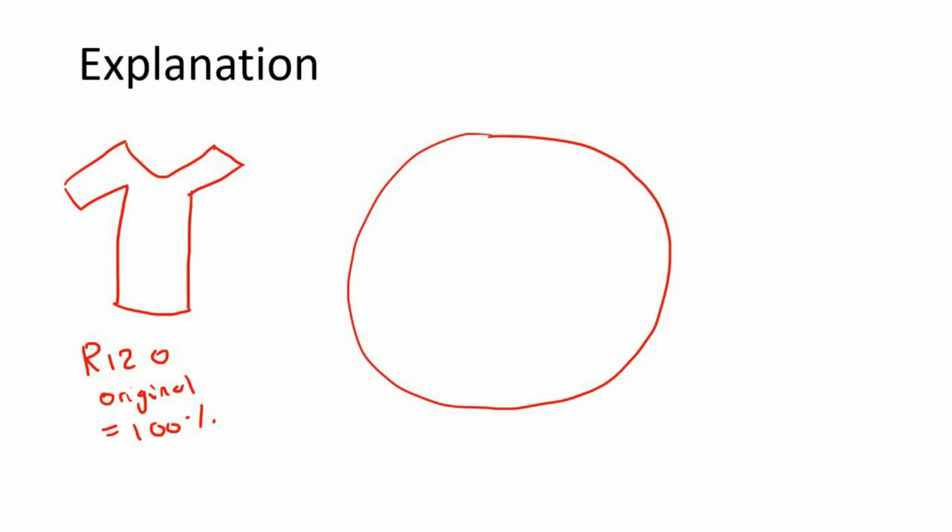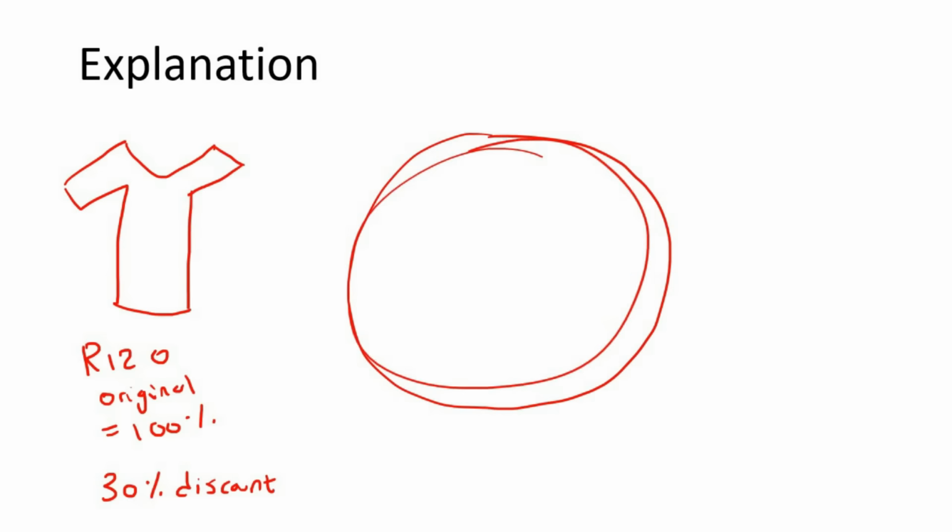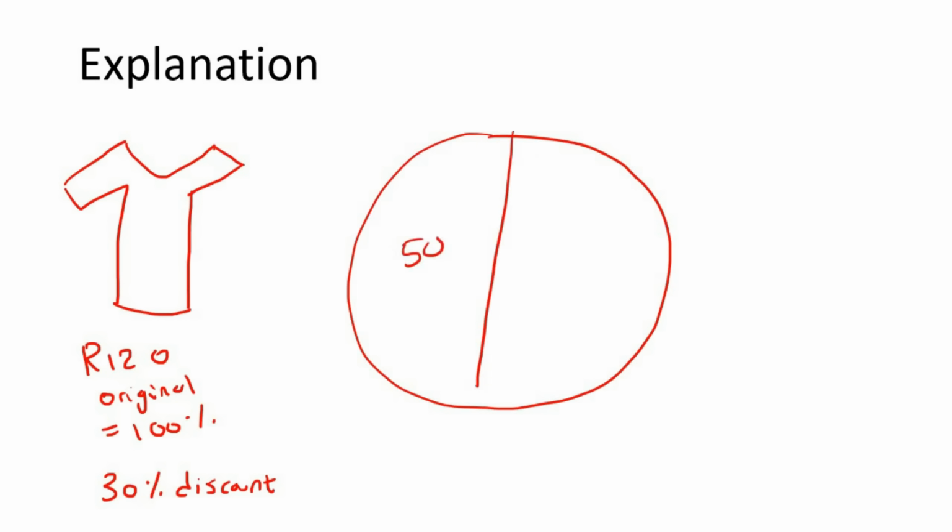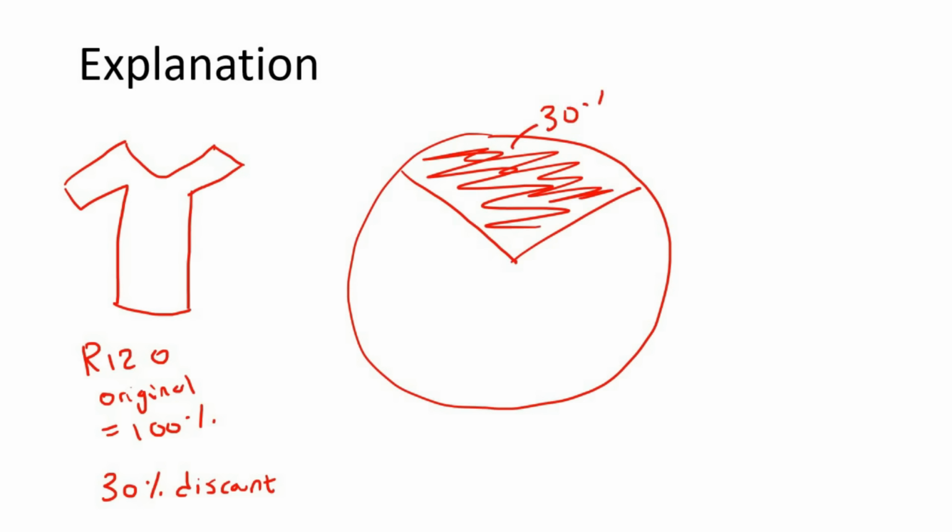If now we decide to, now here's where you've got to be very careful. If we give a 30% discount, then that means we are going to take 30% of the shirt away. So 30% of the price, maybe that's 30%, because remember the whole circle is 100%. This side would be 50%. This side would be 50%. So if you take away 30%, maybe it would look something like this. So you take this part away. So you take away 30%. So how much would you have remaining? Well, there would be 70% remaining.